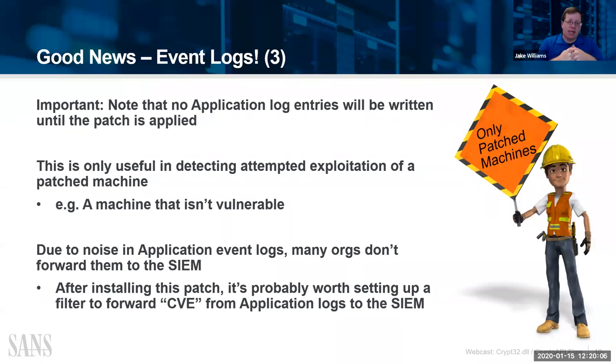I'll also mention that in the majority of the organizations we work with, folks do not forward their application event logs to the SIEM. And I understand that, because there's a lot of noise in your average event log. But I would probably set up a filter to forward anything that has the word CVE in it from my application logs to the SIEM. Now, there are other ways you could set up filters here. It doesn't have to be a filter like that. You can filter on event type, whatever the case is. But be aware that this is here.